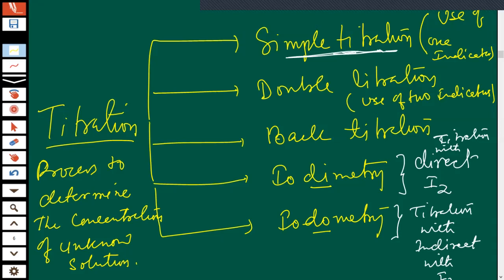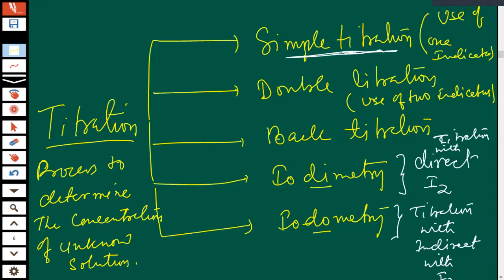So, okay. Titration, the process of determining the concentration of an unknown solution by titrating with a standard solution. Titrations are of the following types. Simple titration. Simple titration means use of one indicator only. Double titration means use of two indicators.